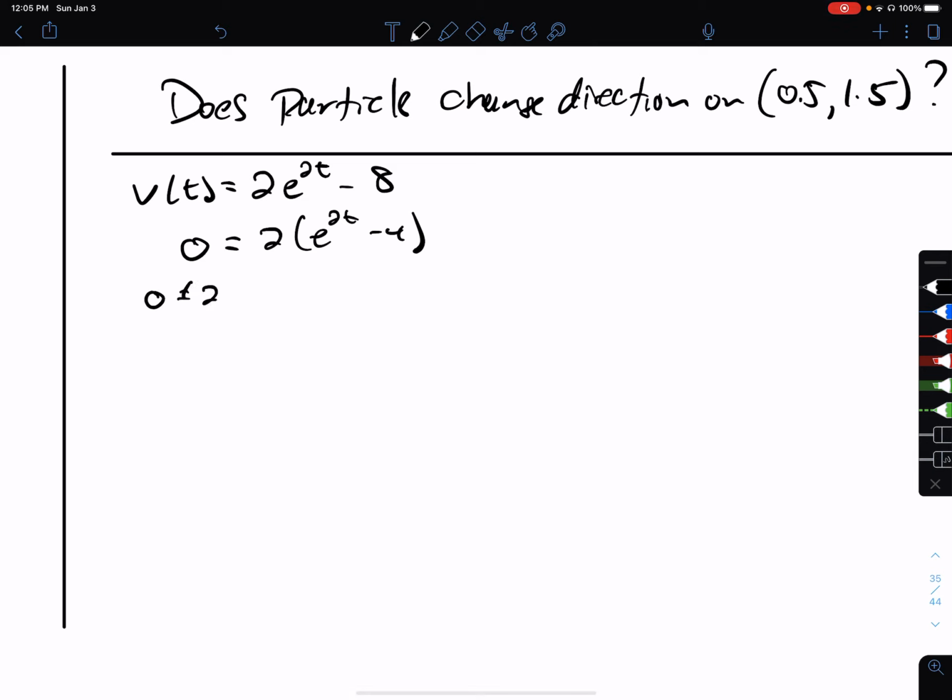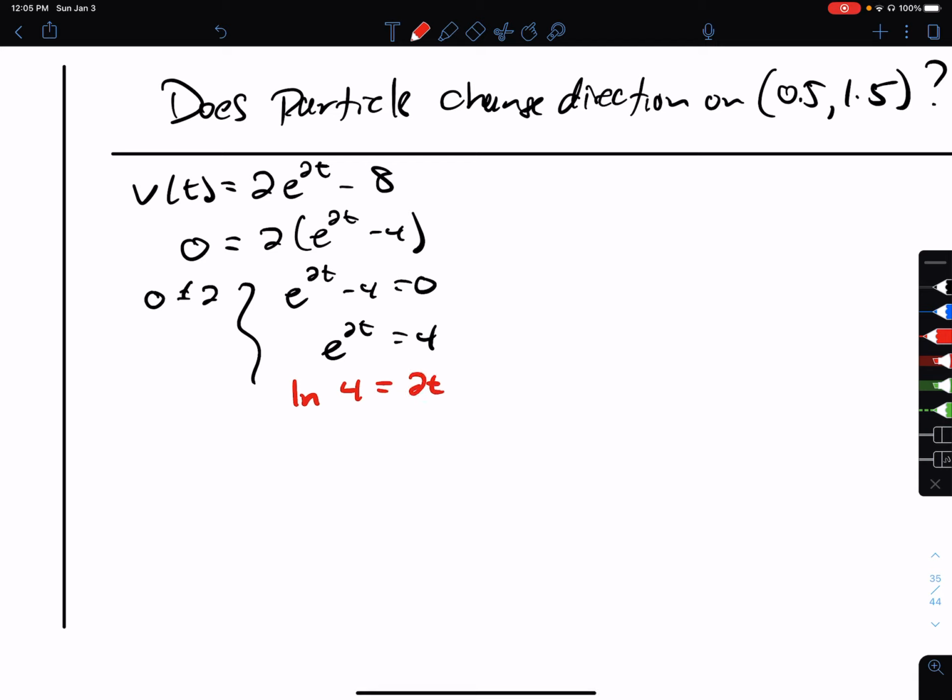I'm going to set each factor equal to 0. 0 equals 2. That doesn't make any sense. e to the 2t minus 4 equals 0. How do I solve this? e to the 2t equals 4. This is an exponential form. If I change it to logarithmic form, I'm going to have natural log of 4 equals 2t. This is exponential form. This is log form.